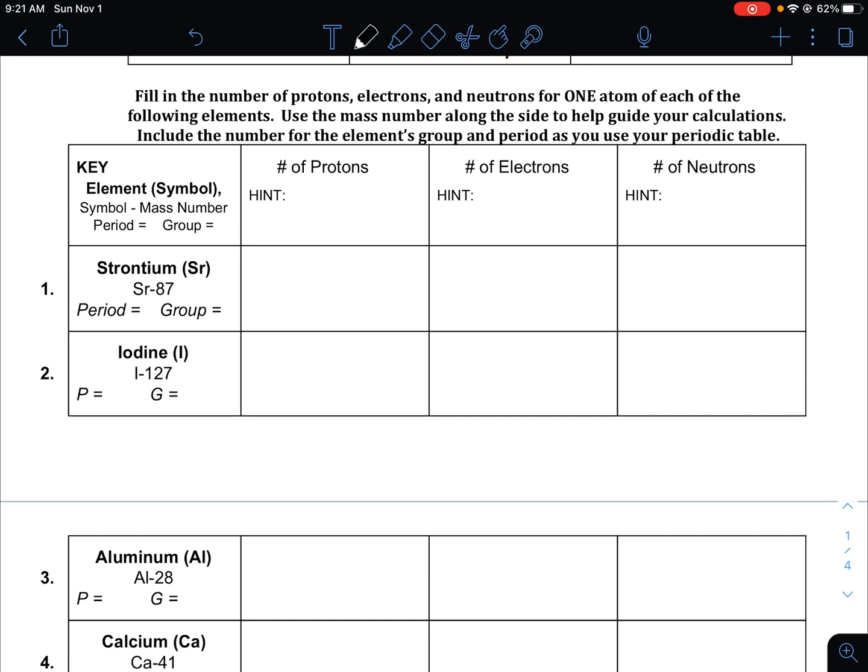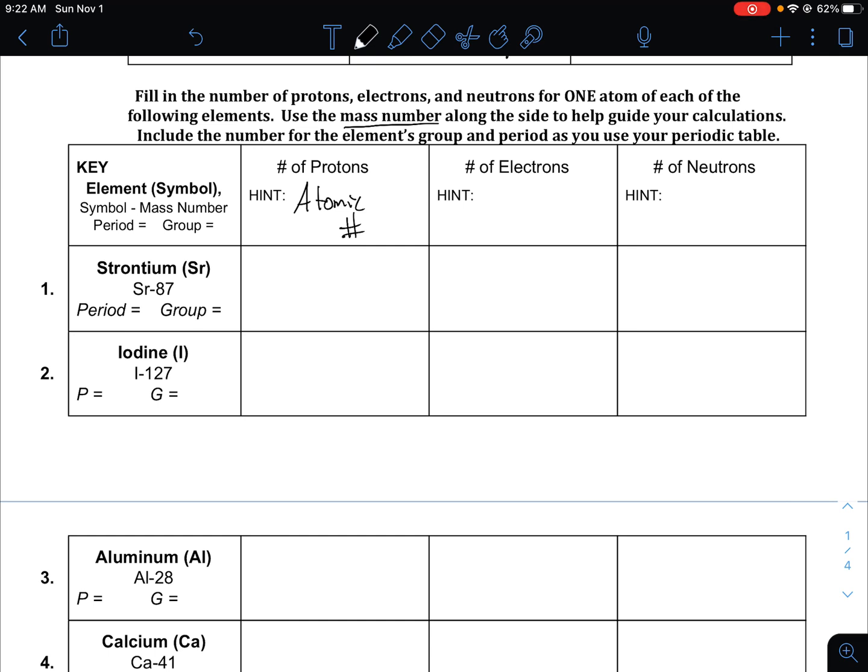So it says fill in the number of protons, electrons, and neutrons for one atom of each of the following elements. Use the mass number along to the side to help you guide your calculations. Include the number for the element's group and period, and you can use your periodic table. Okay, so let's go through the hints up here, or the keys up here. Number of protons. Our hint is the atomic number. Number of protons is the atomic number. We can find that on the periodic table.